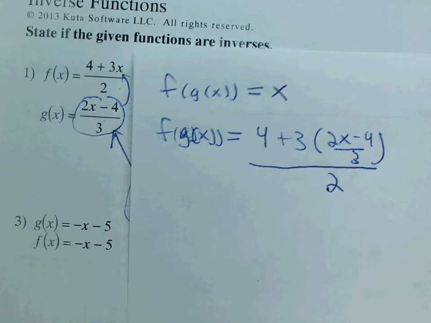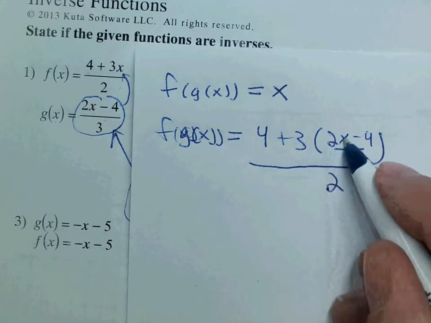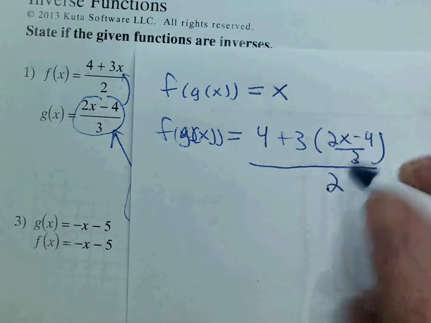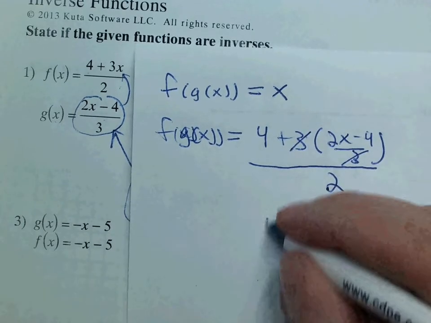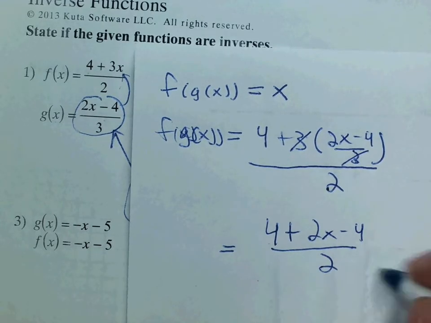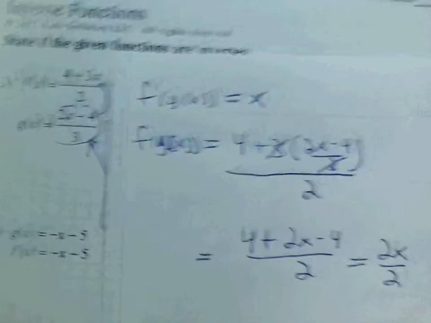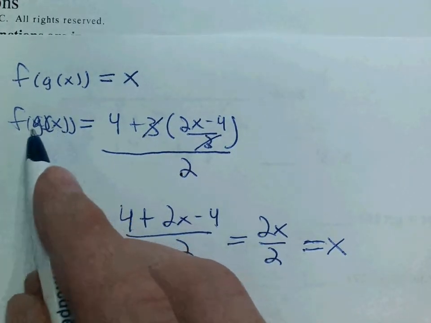And so we're going to simplify this and see if it gives us x. Well, you'll notice here 3 is multiplying times 2x minus 4, and 2x minus 4 is also dividing by 3. So multiplying by 3 and dividing by 3 cancel out. We get 4 plus 2x minus 4, over 2. We can combine like terms. 4 minus 4 is 0. 2x divided by 2 is x.